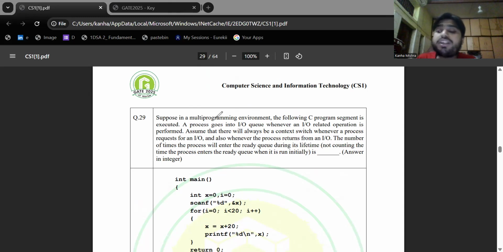So there are 21 input output operations. The process will re-enter the ready queue a total of 21 times. The process is: first, the process requests input output and goes into waiting or blocked. Once it is done, the OS places it back into the ready queue. So the final answer to this particular question is 21.